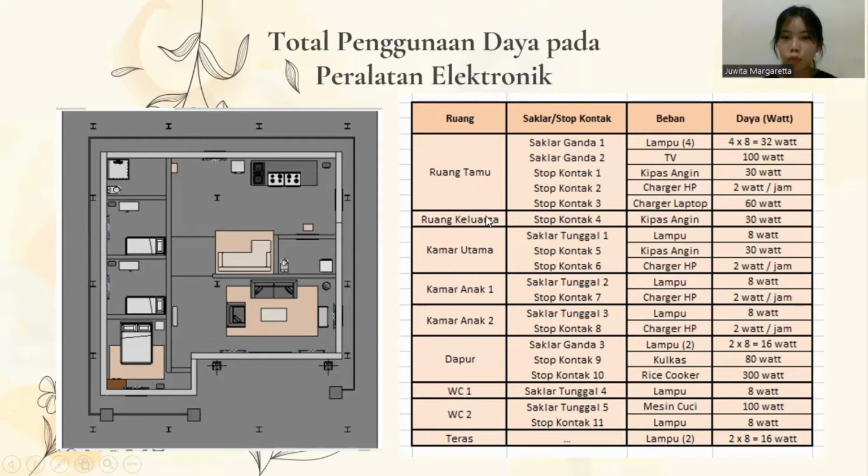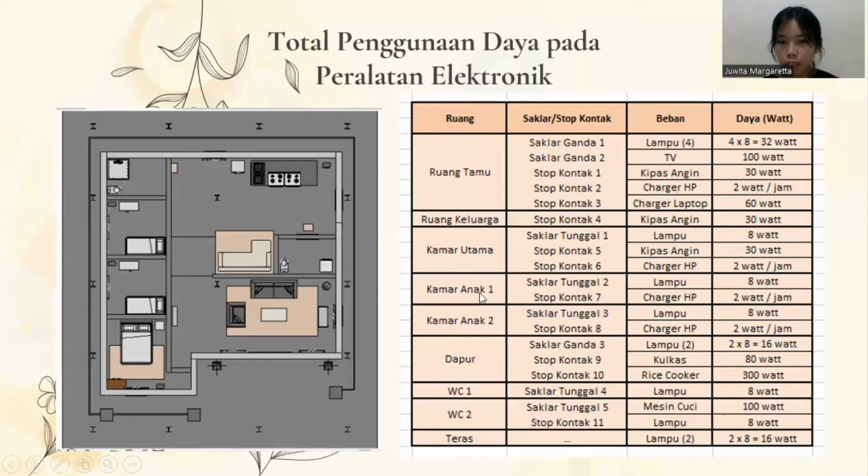And at the family room, I only use 1 electric socket and 1 fan. The fan uses 30 watts. At the main bedroom, I use 1 single switch and 2 electric sockets. There is a lamp, a light, a fan, and a phone charger. The light uses 8 watts. The fan uses 30 watts. The phone charger uses 2 watts every hour.